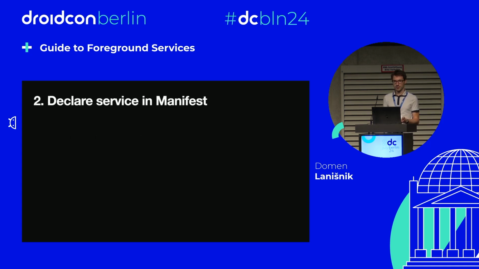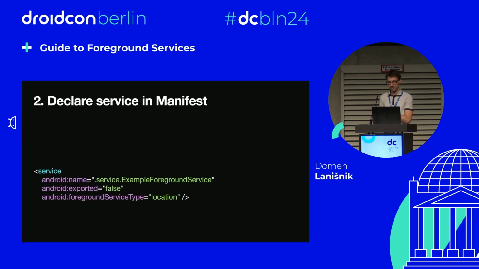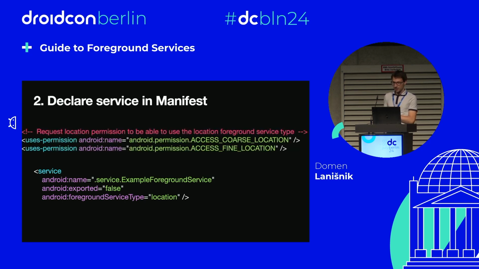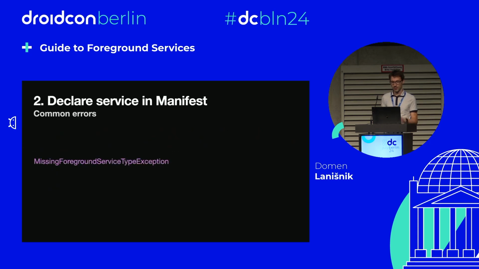Next, we have to declare it in the manifest. So here we declare it, and because we'll be using location for our service, we also need to define a foreground service type of location. Because we're using location, we also need runtime permissions, so we'll also declare the coarse and fine location permissions. If you do not declare a foreground service type here in the manifest, you will get a MissingForegroundServiceTypeException when you call startForeground.